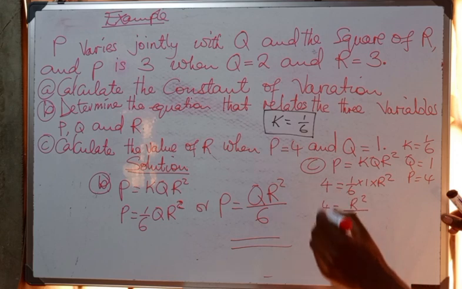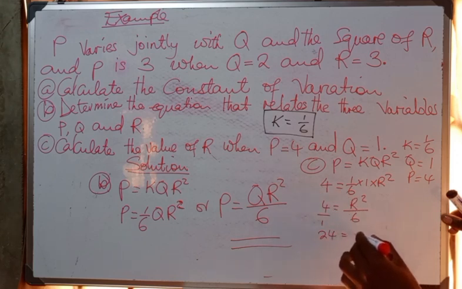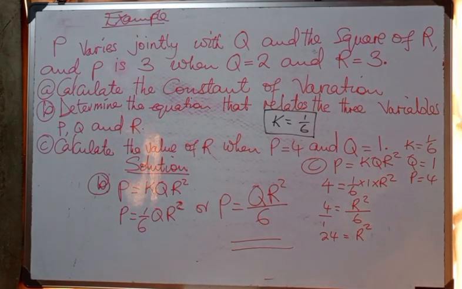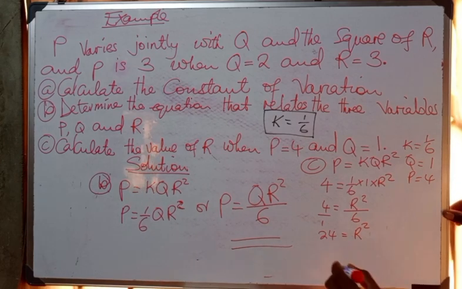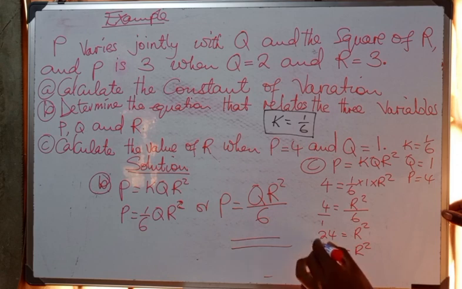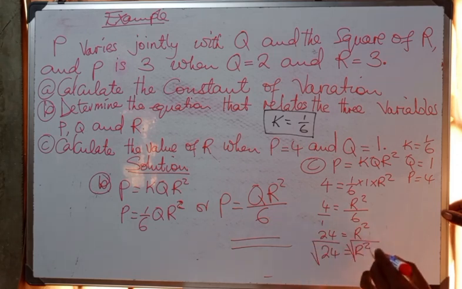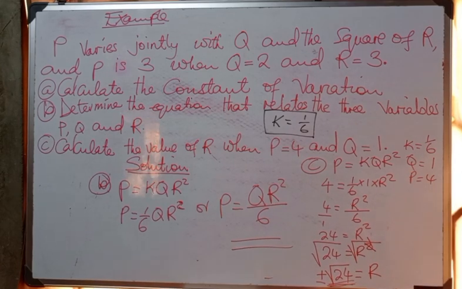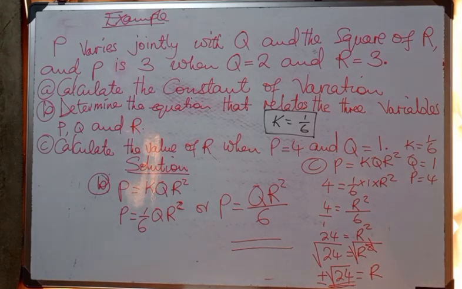Now here we cross multiply, so it will be 24 is equal to R squared. To find the value of R, we take the square root of this side and the other side. Since 24 is not a perfect square, we'll leave our answer in square root form. So our final answer will be the square root of 24.